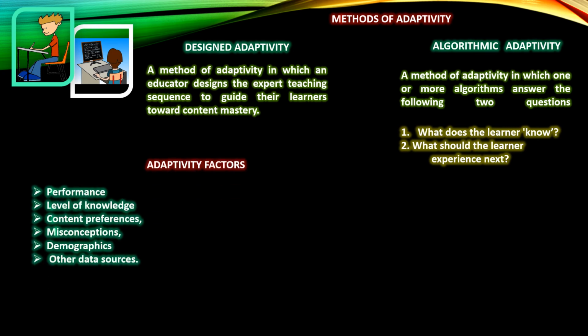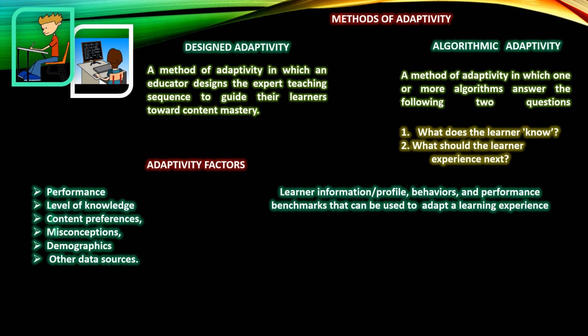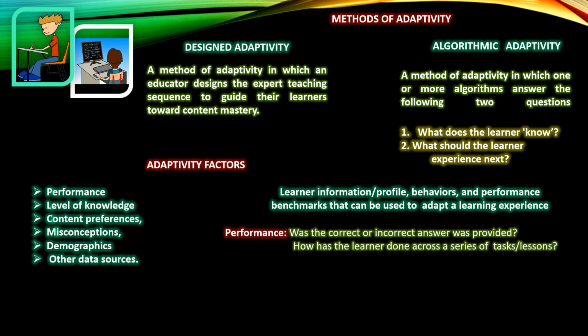Adaptivity factors. We have performance, level of knowledge, content preferences, misconceptions, demographics, and other data sources. Learner information, profile, behaviors, and performance benchmarks can be used to adapt learning experiences. Performance. Was the correct or incorrect answer provided? How has the learner done across a series of tasks or lessons? Behaviors. How long did the learner take to complete the task?